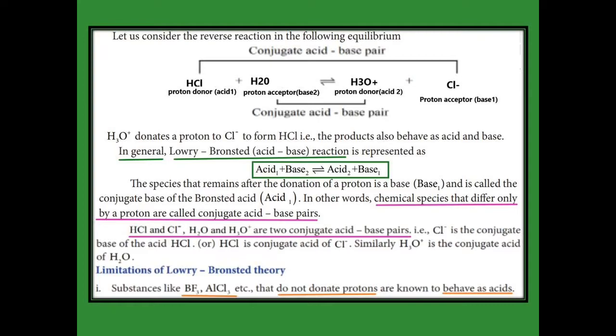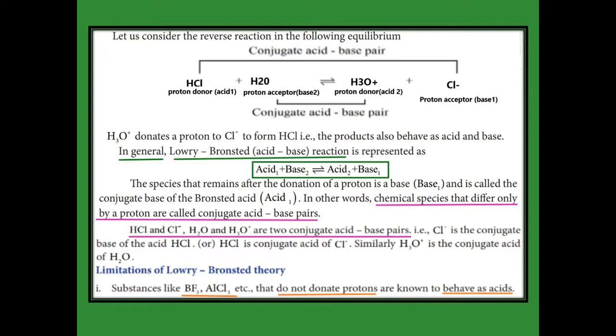So generally we represent the Lowry-Bronsted acid base reaction: acid 1 plus base 2 gives acid 2 plus base 1. Now you see the HCl and Cl minus. This is the conjugate acid and base. What is the difference between HCl and Cl minus? There is one more H present in HCl.